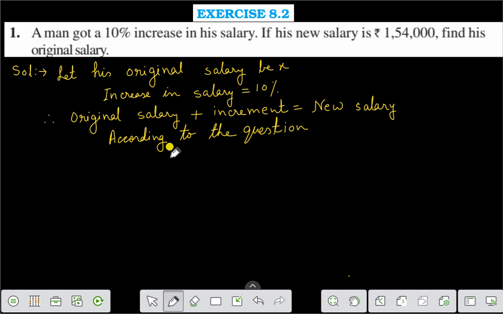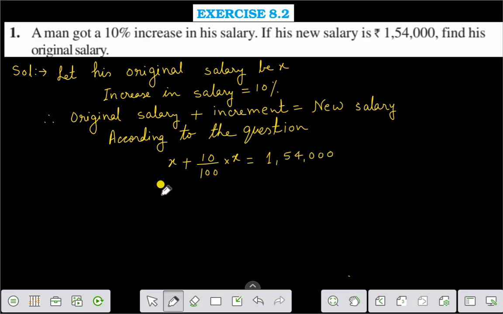Original salary was x, plus increment is 10% of x, that is 10 by 100 into x, is equal to new salary. And new salary is 1,54,000.